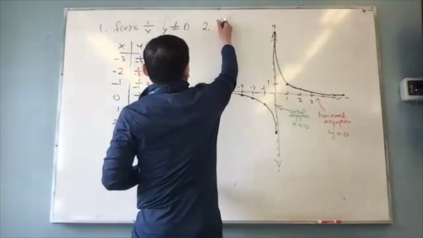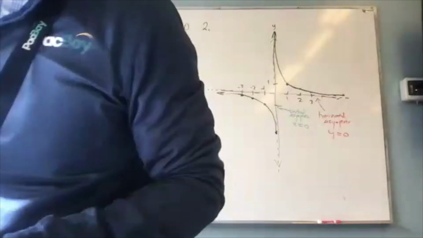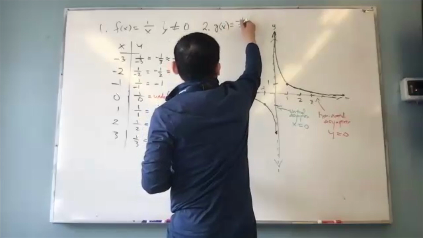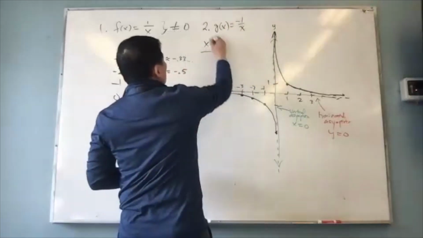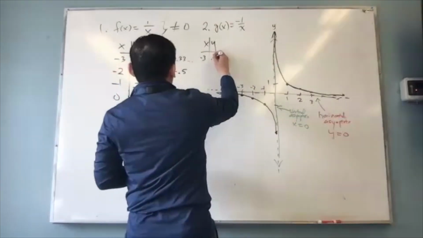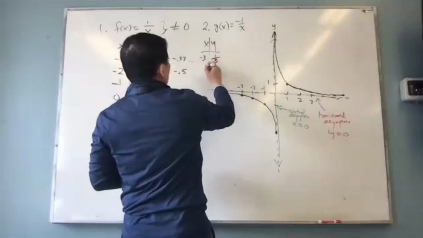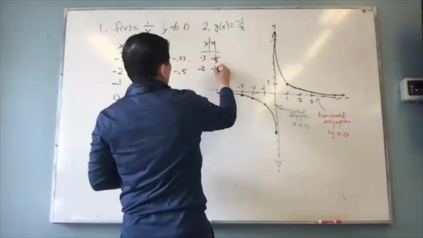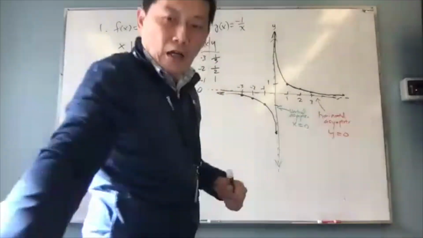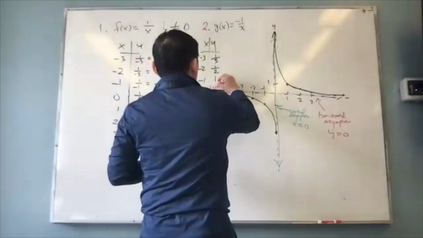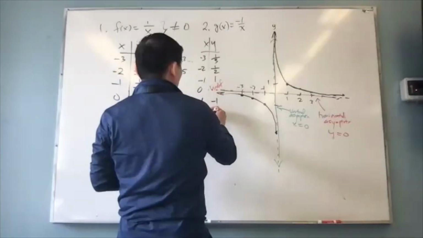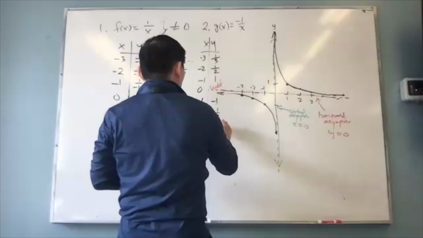Number 2, we got g of x. g of x is equal to -1 over x. And if we do that using an xy table, we end up with -3 giving positive 1/3, right? And then -2, we got positive 1/2. -1, we got positive 1. 0 is still undefined. And then 1 gives you -1, 2 gives you -1/2, 3 gives you -1/3.